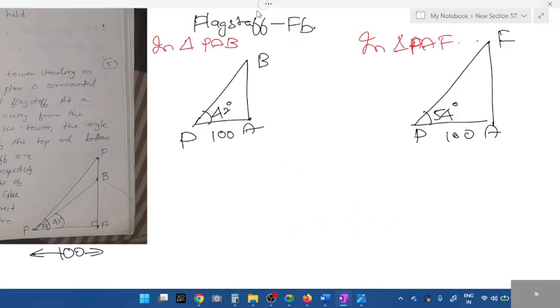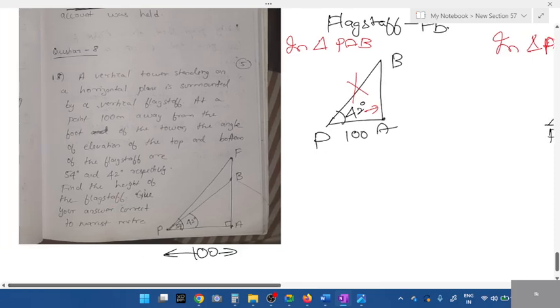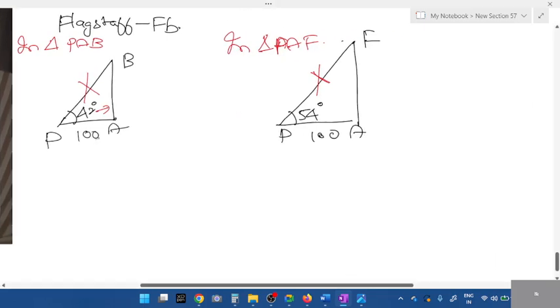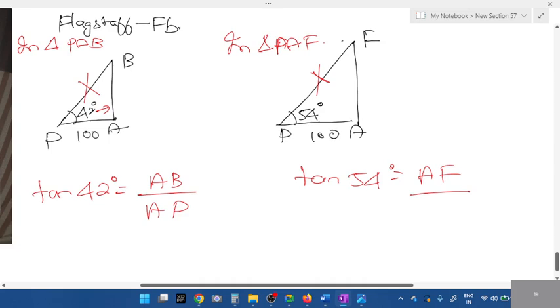Next one. With respect to 42 degrees, students, the base is given, and they've asked us to find AB. We don't need the value of the perpendicular or hypotenuse. For both diagrams, hypotenuse is not asked here. They've asked us to find the height of the flag post, FB, students. Everything is related to the opposite side, so we use the tan formula. Tan 42 degrees equals perpendicular by base. Perpendicular is AB divided by base AP. Tan 54 degrees is equal to AF divided by AP.